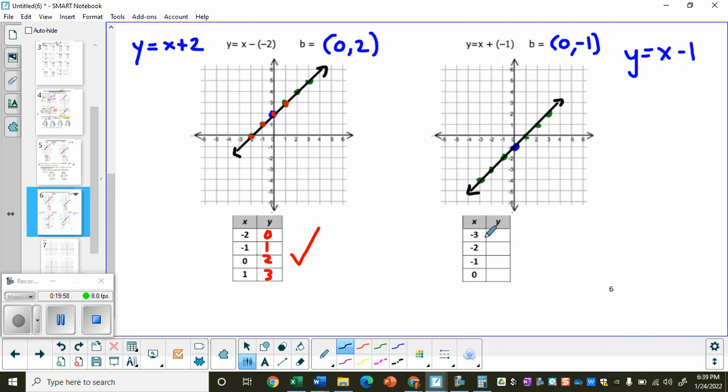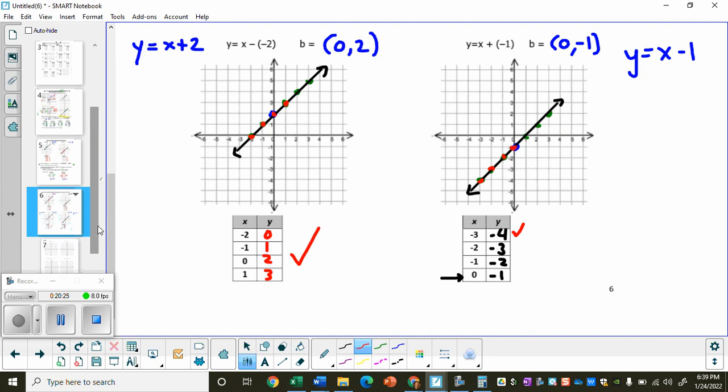If we just take away 1, you're going to get more negative. Take away 1, you're going to get more negative. Take away 1, you're going to get more negative. And 0 take away 1, that's the y-intercept right there. And each of these points should be here. If I go back 3 down 4, I'm good. Back 2 down 3, I'm good. Back 1 down 2 is there. And there's my y-intercept. So we're all set.